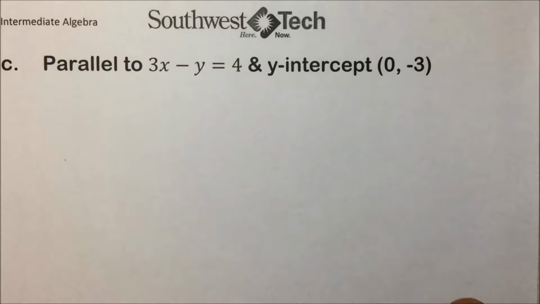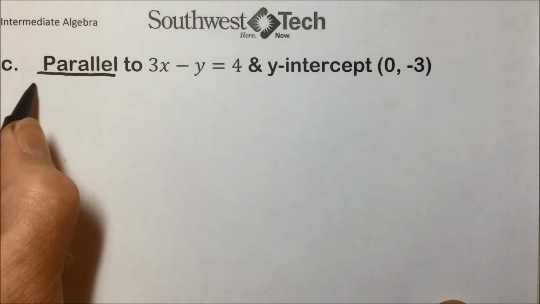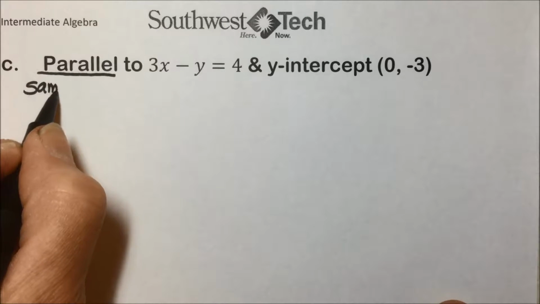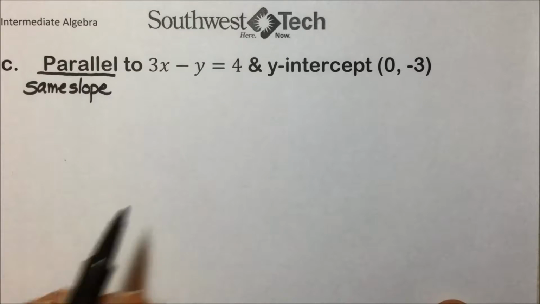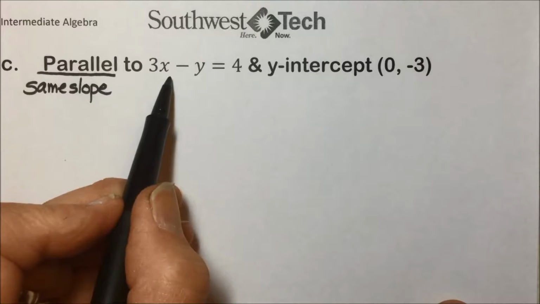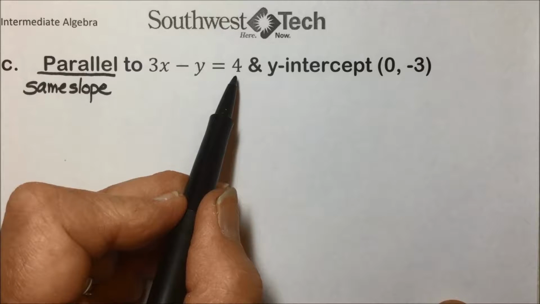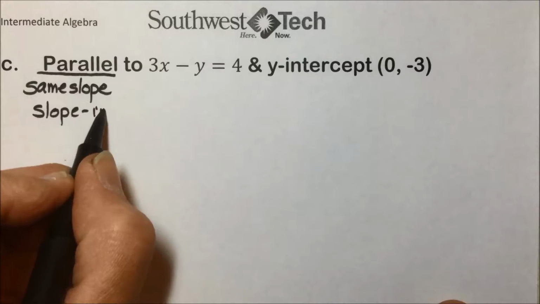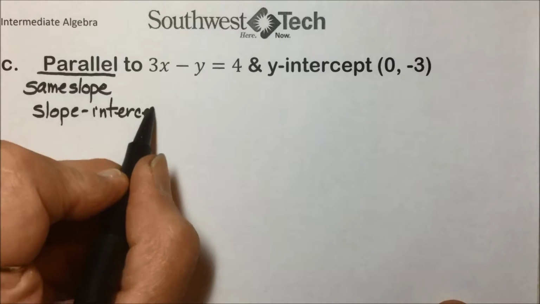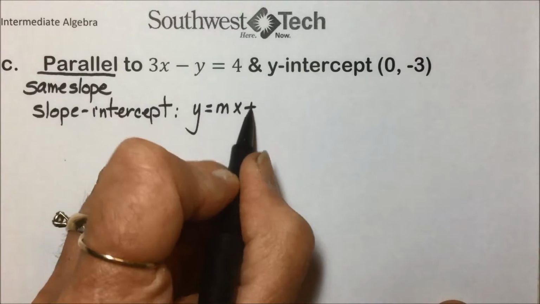So from this first piece of information, we're going to determine the slope. If it's parallel, it means that it has the same slope. So our first step will be to determine the slope of this equation. To do that, we're going to transform this equation into slope-intercept form. Slope-intercept form of a linear equation is y is equal to mx plus b.